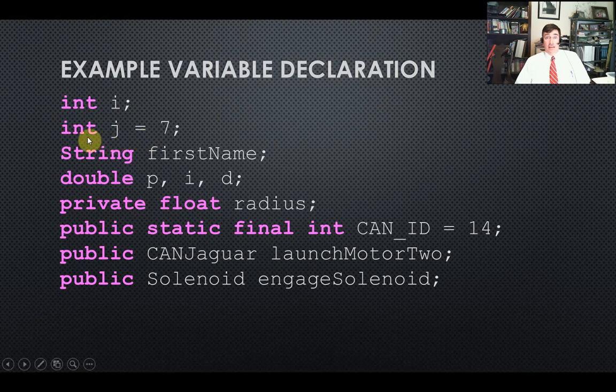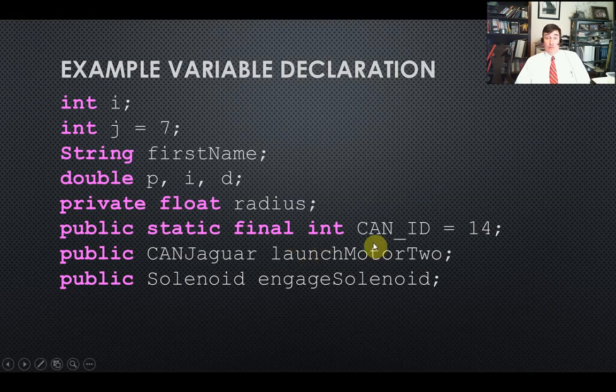This next line, j is an integer, and it's initialized to 7. So this equal sign is an assignment. So j is an integer assigned the value 7. This next line, firstName, is a string. Strings get initialized to an empty string, which means it contains no characters. The next line looks a little different. p is a double, i is a double, and d is a double. So we're actually declaring 3 variables on one line. The next line, radius, is a float with the access specifier private. So that would probably be a class variable, a class attribute.